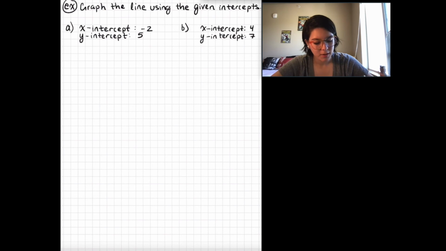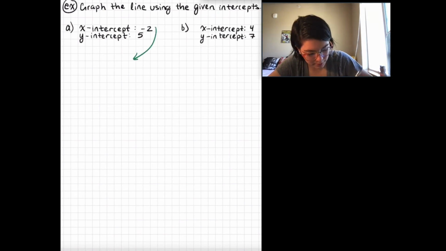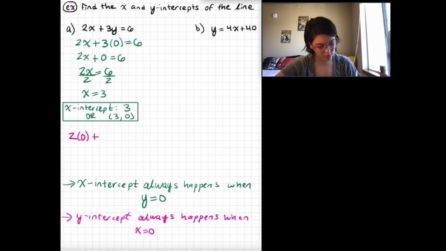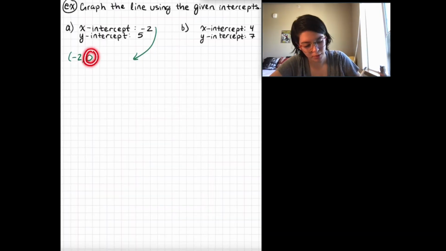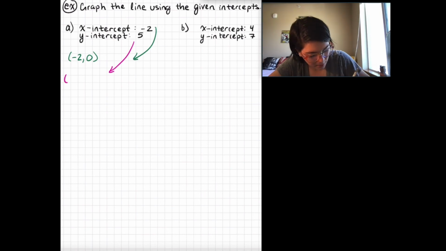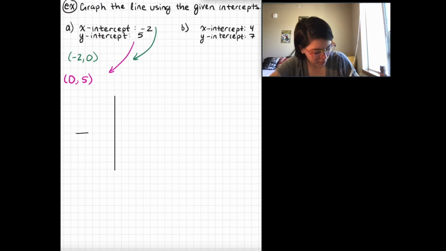Okay, so since we're given that the x-intercept is negative 2, we can write this as the coordinate point negative 2, 0. Since remember, our x-coordinate meant that we plugged in 0 for y. So we plugged in 0 for y, and we got negative 2. For our y-intercept, we can write this as the point, well, we would have had to plug in 0 for x, so 0, and then we got out 5 for our y. Now, luckily, you only need 2 points to graph a line, so we can just go ahead and do it.